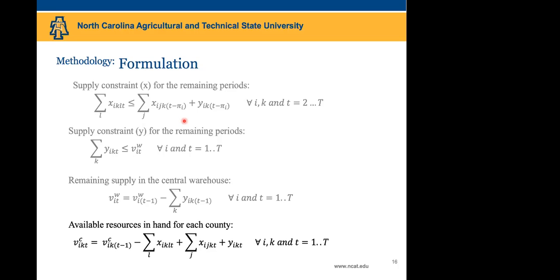The fourth one is the available resources in hand for each county. It's very simple here. It's like the inventory problem. The current resources on hand are what we had in the previous period, minus what we have transferred in this period, plus what we have received in the previous period.